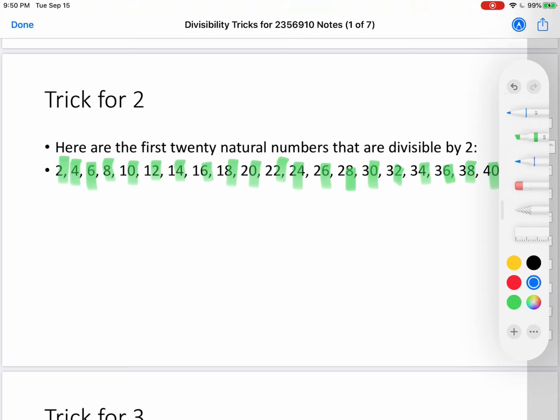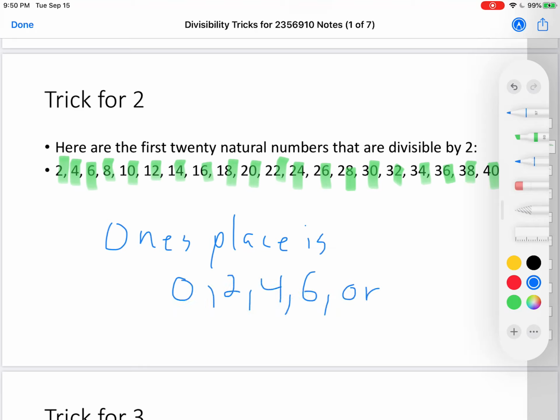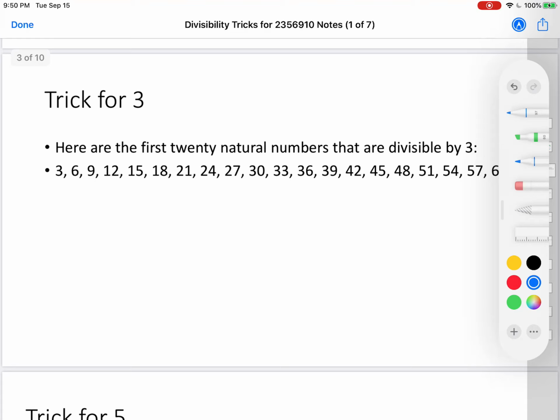Do you see the pattern? The idea and the trick for 2 is that the ones place is 0, 2, 4, 6, or 8. If a natural number has a ones place that is one of those, then it is divisible by 2. So let's try a number. Let's try 754. The ones place is 4. So that means it is divisible by 2. Got the idea? Next trick.